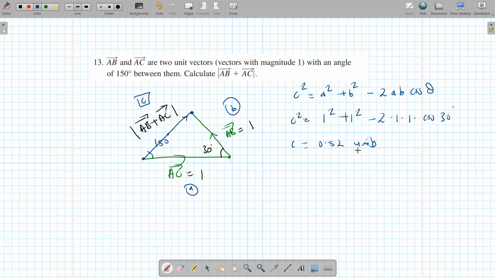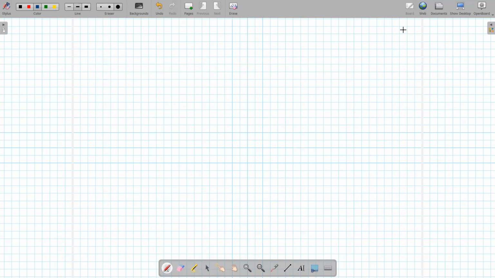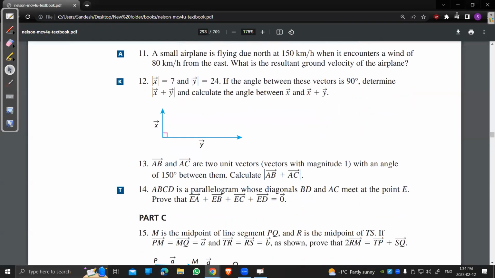Main takeaway ideas: adding vectors tip to tail, supplementary angles of a parallelogram, and finally identifying that it's a cosine law problem. So SOHCAHTOA does not work. Okay? And that's it. That is it.